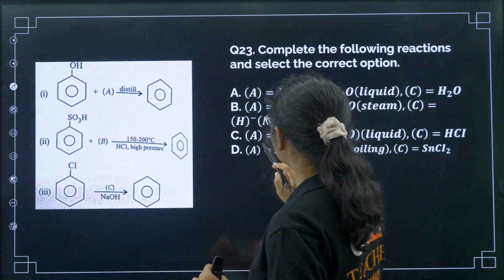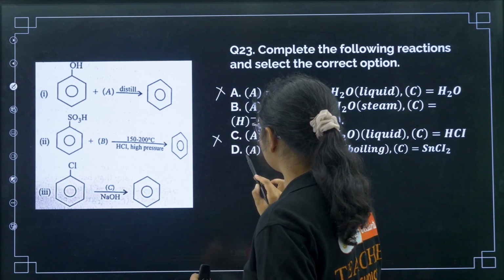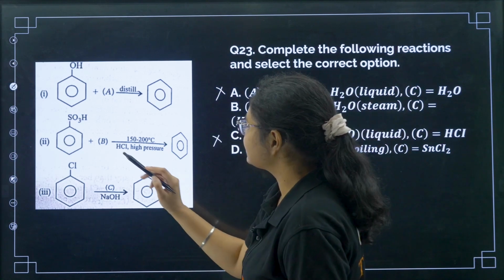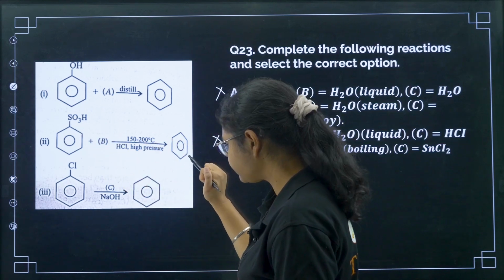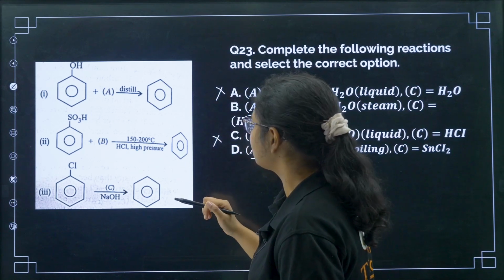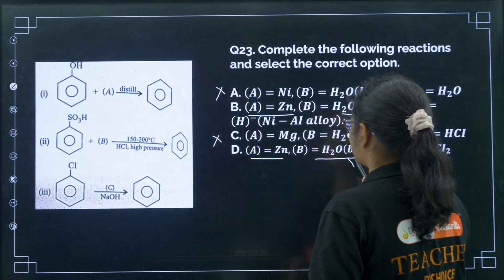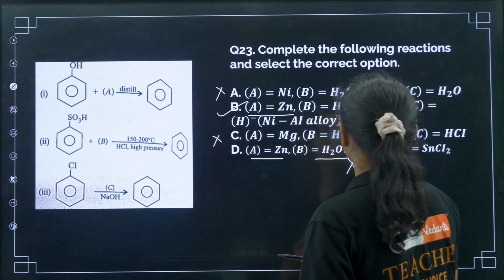So for zinc, I think only option A we can eliminate, and option C we can eliminate, because in options B and D we have zinc. Okay. Next, if you treat SO3H with something and it is getting converted to this one, that is your benzene ring, right? So now this will happen if you treat it with H2O steam, okay, not H2O boiling. So this is wrong. So the correct answer for this question will be option number B.